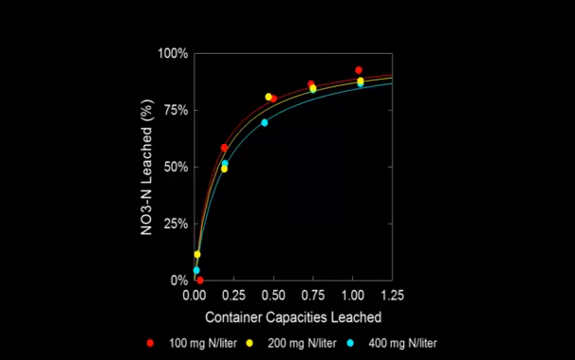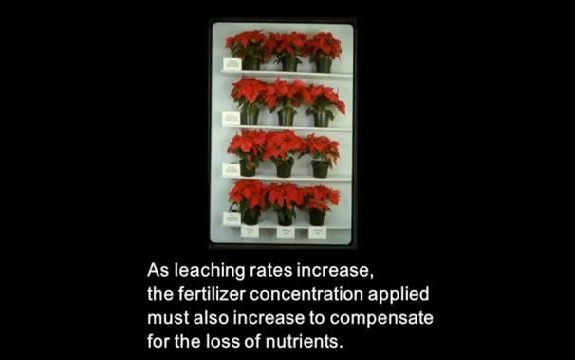So if you combine those two aspects, if you have high salt, then you must leach. It means that you have to increase the fertilizer concentration you're using to maintain adequate nitrogen levels in the pot. So if you have high salts, you have to use more fertilizer and you have to leach more. So again, if you look at the poinsettia crop, as leaching rates increase, the fertilizer concentration applied must also increase to compensate for the loss of nutrients. So to manage high salts, you have to leach and you have to use higher fertilizer concentrations.